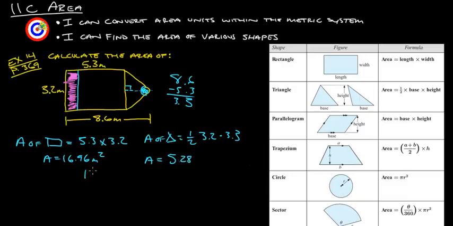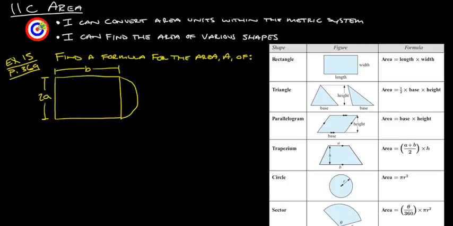So again, we can take 16.96 plus 5.28, and let's see, that gives us, hopefully I can do my math right this time, gives us 22.24 square meters. Okay, that is better. That's the correct answer. Sorry about that. Okay, a couple more examples and then away we go.